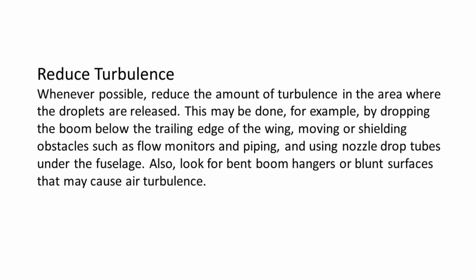Reduce turbulence. Whenever possible, reduce the amount of turbulence in the area where the droplets are released. This may be done, for example, by dropping the boom below the trailing edge of the wing, moving or shielding obstacles such as flow monitors and piping, and using nozzle drop tubes under the fuselage. Also, look for bent boom hangers or blunt surfaces that may cause air turbulence.